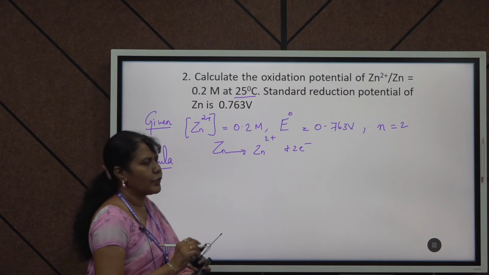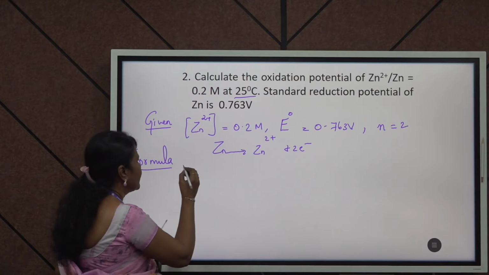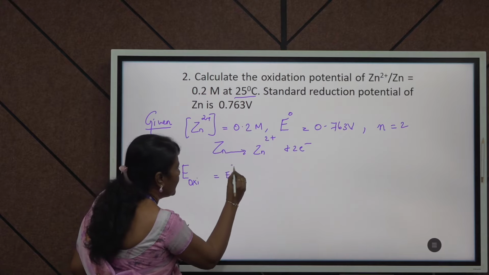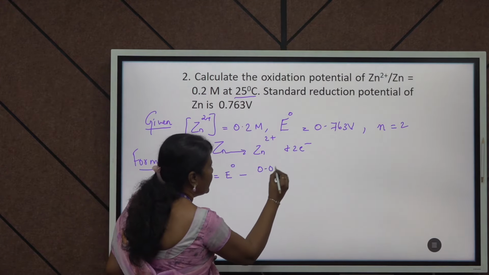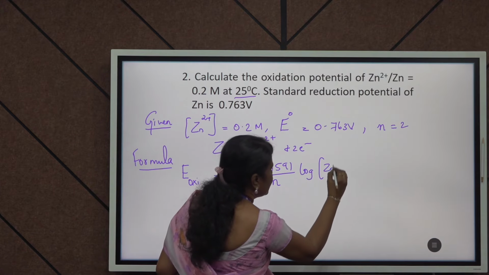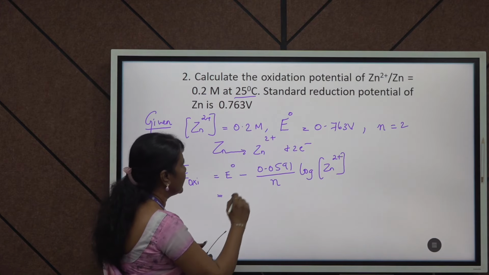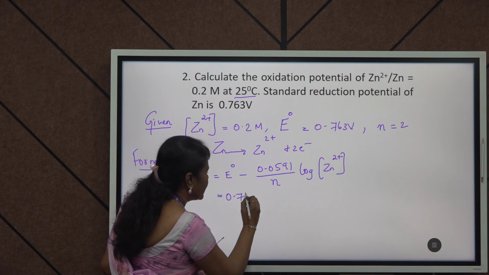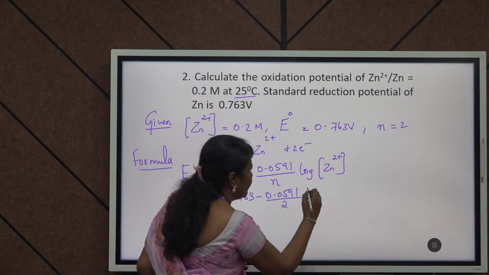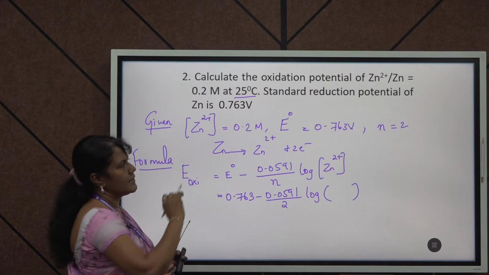So again we are going to use the Nernst equation. Since we are finding the oxidation potential, the sign will be minus. So the formula is E oxidized is equal to E0 minus 0.0591 divided by n log concentration of Zn2+. The E0 standard reduction potential value is found to be 0.763, minus 0.0591 divided by 2 log. The concentration of the solution is given as 0.2.